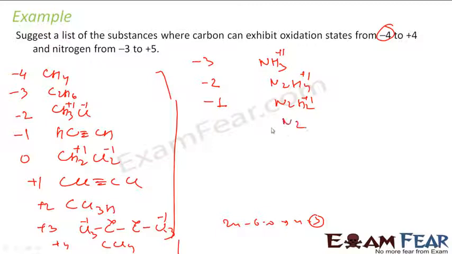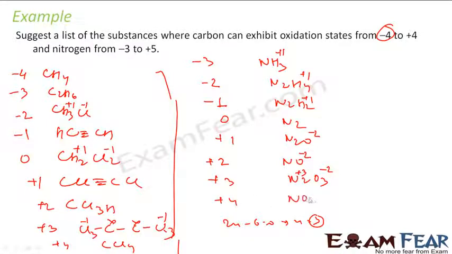For 0 you can write nitrogen in the free state. For plus 1, we can write N2O, because oxygen is minus 2, so nitrogen becomes plus 1. For plus 2, we can write NO instead of N2O. Oxygen is minus 2, so nitrogen becomes plus 2. For plus 3, we play with oxygen only, N2O3. Oxygen is minus 2, so this gives you plus 3. For plus 4, also we can play with oxygen. Thus I have various oxidation numbers.